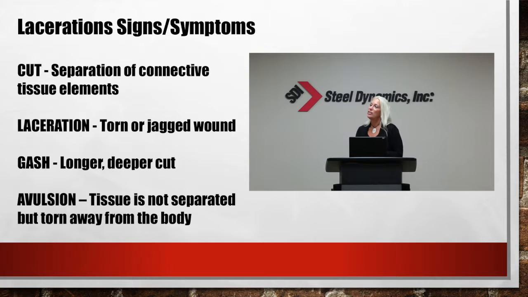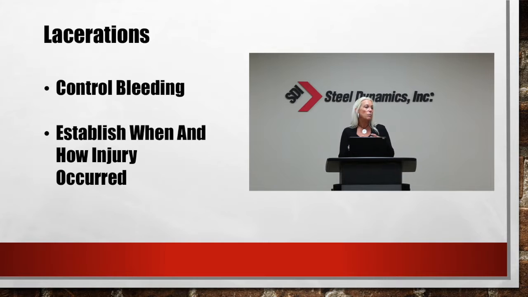When we talk about lacerations, puncture wounds, gashes, avulsions, we want to control bleeding. We want to make sure that we can control the bleeding to start with. So what we want to do is evaluate the cut and apply pressure. Once we know that we can control the bleeding and that we can go ahead and clean up the wound without a large amount of blood loss, then we can proceed to the cleaning. We want to establish when and how the injury occurred so we can get a little bit better idea of maybe how deep the cut may be, the gash may be, the puncture, etc.